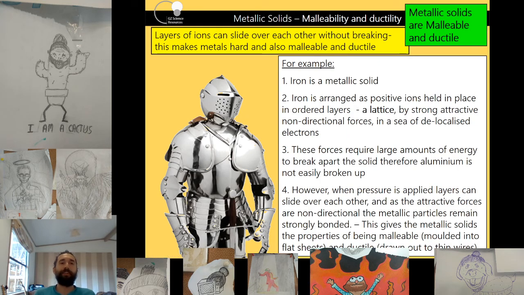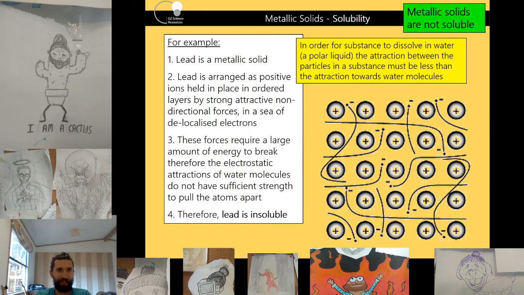Next one's got to do with malleability. So here we've got a nice suit of armor. It's probably been blacksmithed. And maybe the question would be, is iron malleable? First, say what it is. Iron is a metallic solid, just like the last one.